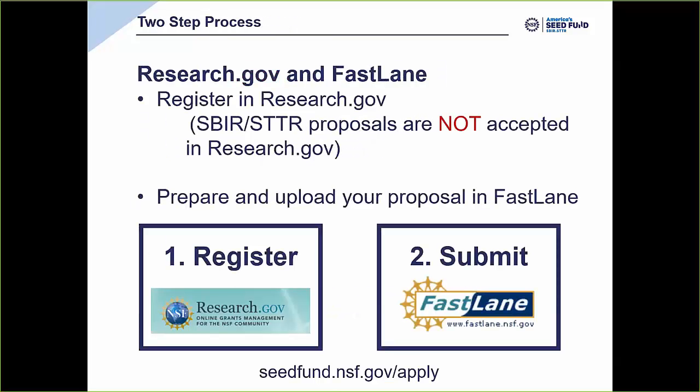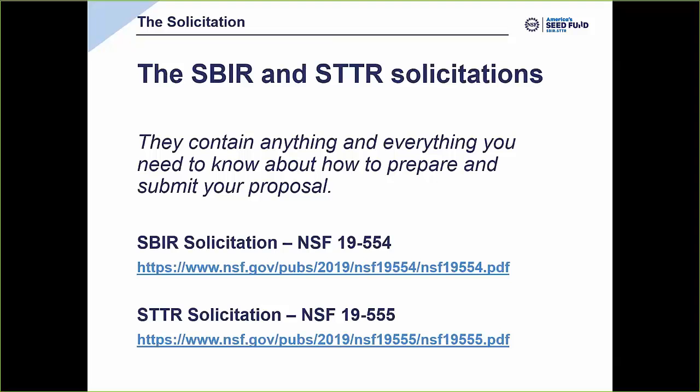So there's a 2-step process for the application system. So you want to register in research.gov, but please note SBIR and STTR proposals are not accepted in research.gov. You also are going to then want to get into FastLane, which is where you will prepare and upload your proposal. So register in research.gov and then submit in FastLane. On our website, you'll also see there are the SBIR and STTR solicitations. This contains all the information, very detailed information about how to prepare and submit your proposal.